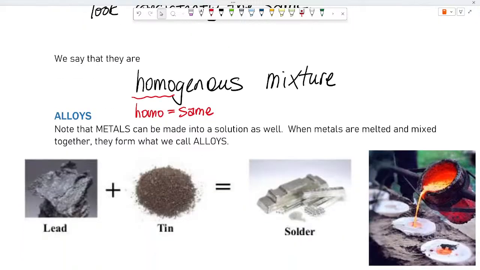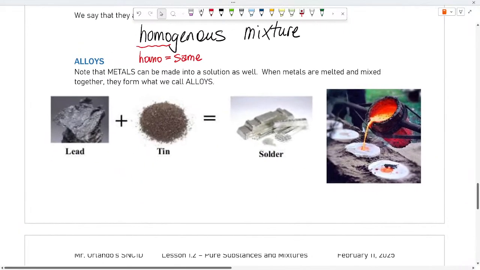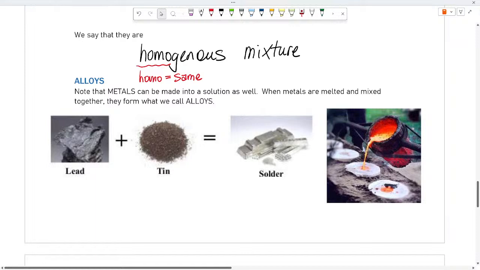All right. So now, guys, the next thing to note is that you can make a solution out of metals. We talked about this earlier. We call a solution of metals alloys. I want you to write that as a sentence here. You can even write it in your own words. I want someone to come up and write it here.